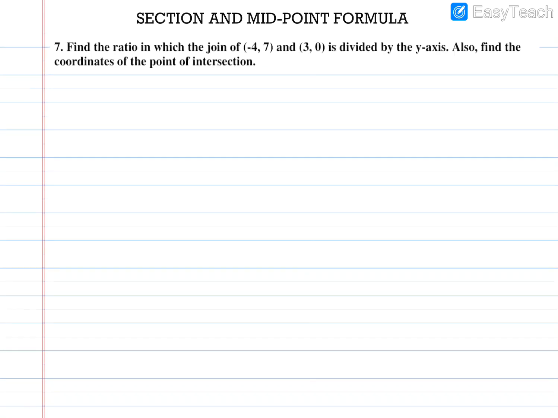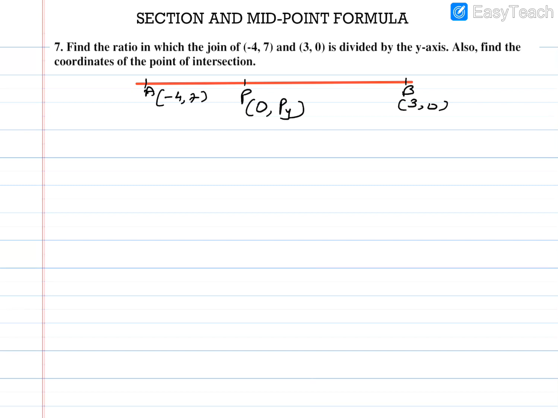Now sum number 7. They are asking to find the ratio in which the join of (minus 4, 7) and (3, 0) is divided by the y-axis. So first I will draw a line which has the given points, say A as (minus 4, 7), B as (3, 0), and let point P be the point that is divided by the y-axis. Here the y-axis is intersecting, so I will write (0, Py). Why (0, Py)? Because the y-axis is touching at point P or intersecting at point P. Therefore its x coordinate will be 0.